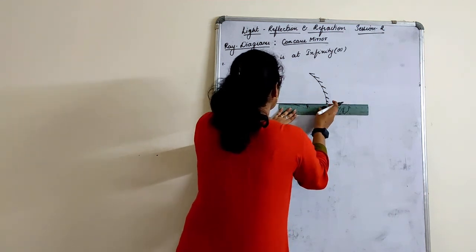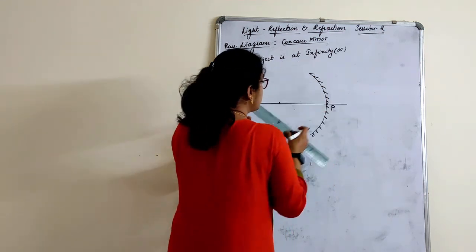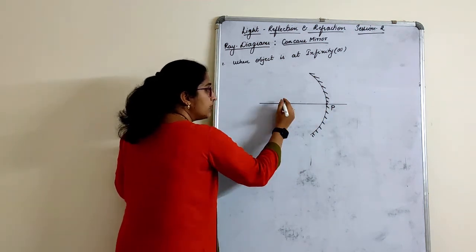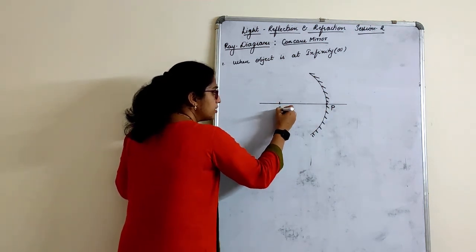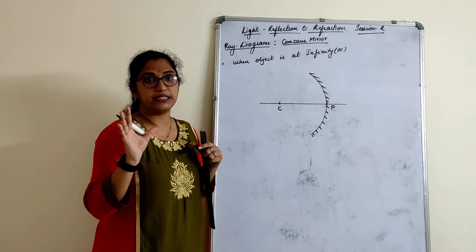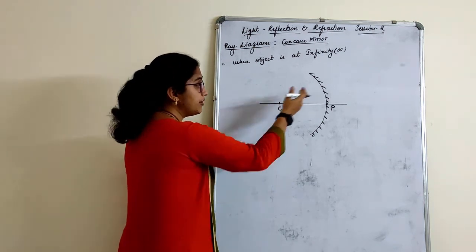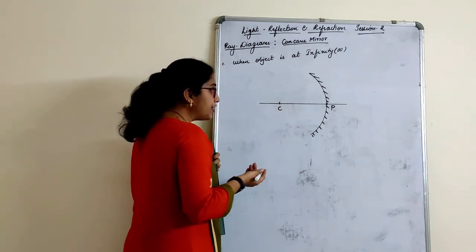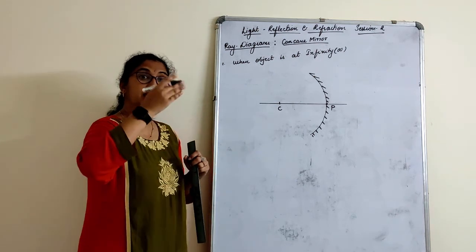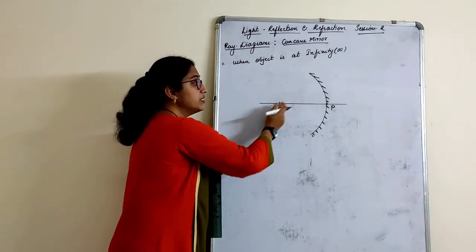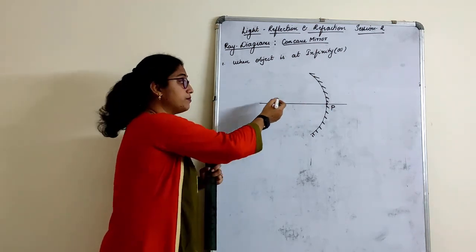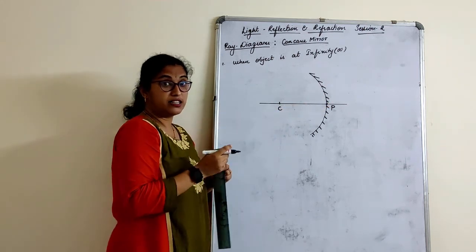Okay, so we have to mark this for 4 centimeter. Always from pole to curvature, always mark it for 4 centimeter. Right? Now when you have marked it for 4 centimeter, we know that focus is half of the principal axis that we have drawn from curvature to pole. Half of that is focus.